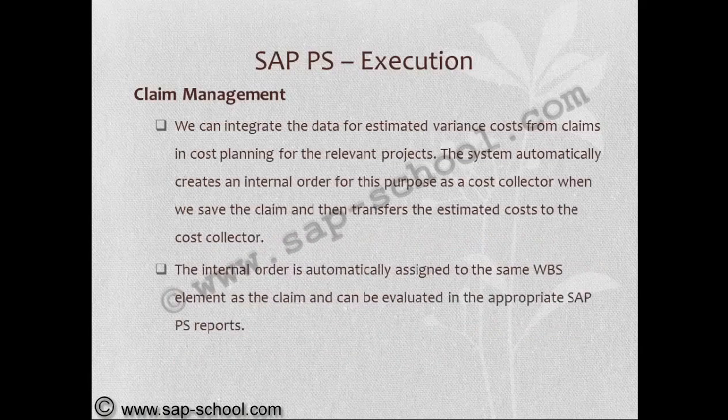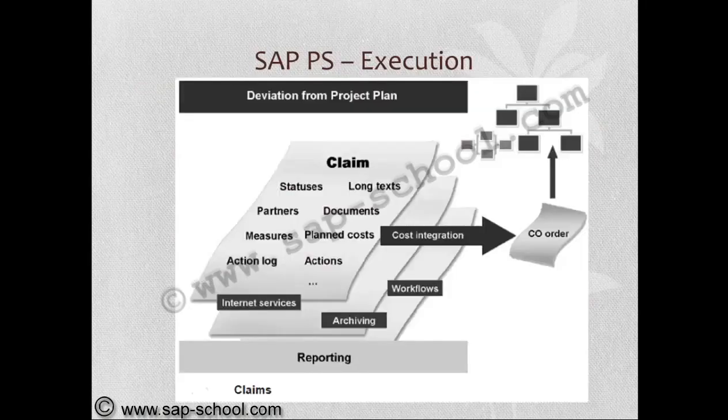We can integrate the data for estimated variance costs from claims in cost planning for the relevant projects. The system automatically creates an internal order for this purpose as a cost collector when we save the claim and transfer the estimated cost to the cost collector. The internal order is automatically assigned to the same WBS element as the claim and can be evaluated in the appropriate SAP project system reports.